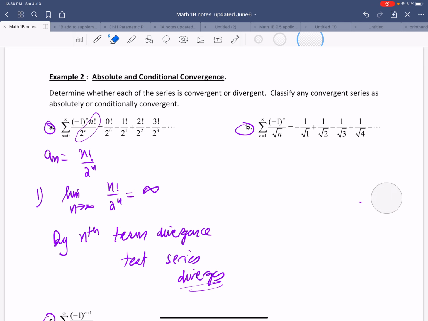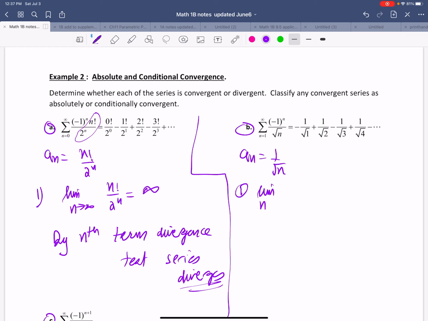Let's check out another example, part B. Here again, we are looking for conditional and absolute convergence. The first one diverges, so no conditional convergence, no absolute convergence. The second one, we have negative 1 to the power n over square root of n. Here, a_n is 1 over square root of n.